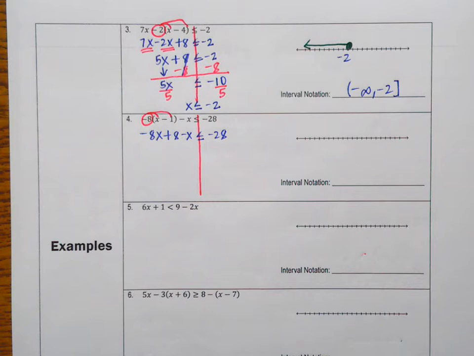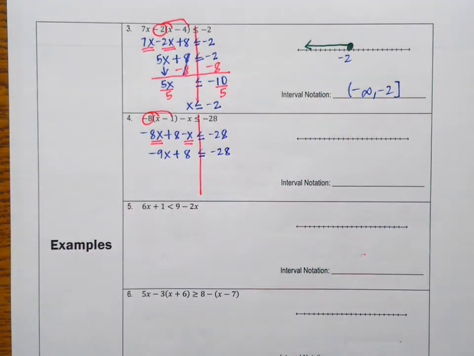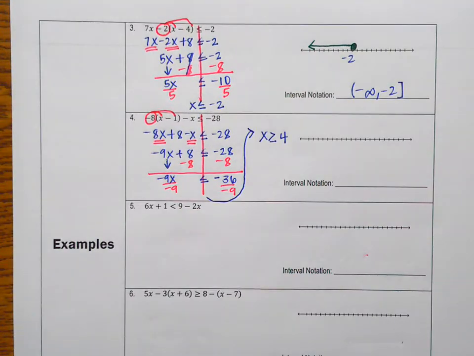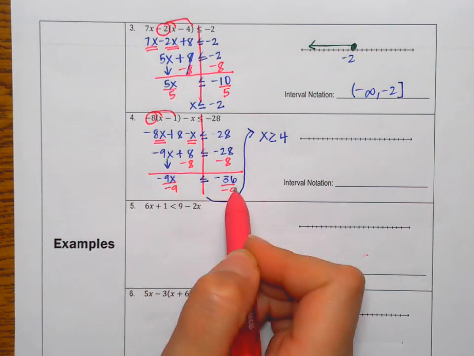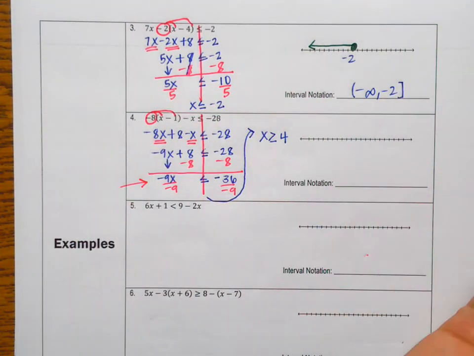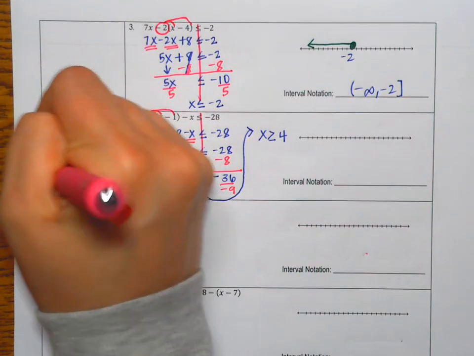First step, I distributed. I then combined my like terms. I moved my constants to the other side of the equation. Be careful with the next step. And I got x is greater than or equal to 4. The reason I said to be careful is because I divided both sides by a negative number. Remember, when I divide both sides by a negative number, we need to flip the inequality symbol.